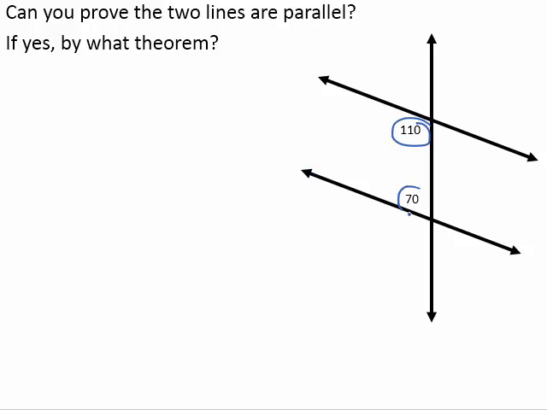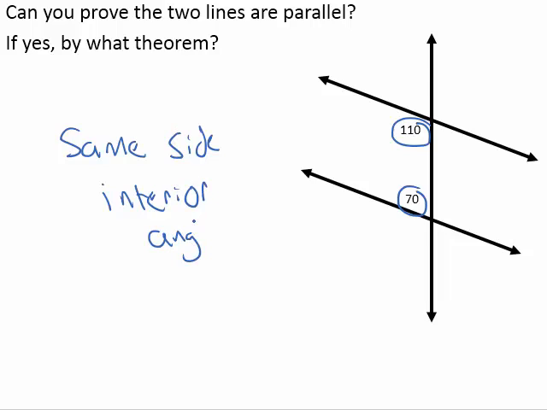110 and 70, you'll notice those two angles are same side interior angles. And if you'll remember, same side interior angles should be supplementary. In this case, they are. 110 plus 70 is equal to 180 degrees. So they are supplementary, and that means that yes, the two lines are parallel by the converse of the same side interior angles theorem.